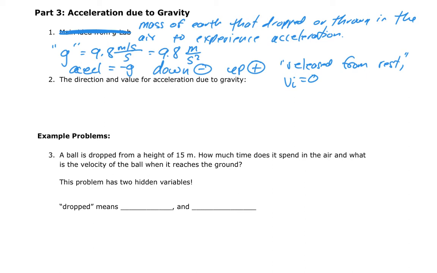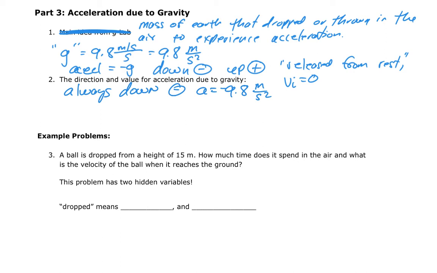Now, the acceleration due to gravity is always, 100% of the time, down. We get to determine if down is positive or negative. I will always assume that down is negative, and that therefore the acceleration of anything that is being dropped or thrown is going to be negative 9.8 meters per second squared.